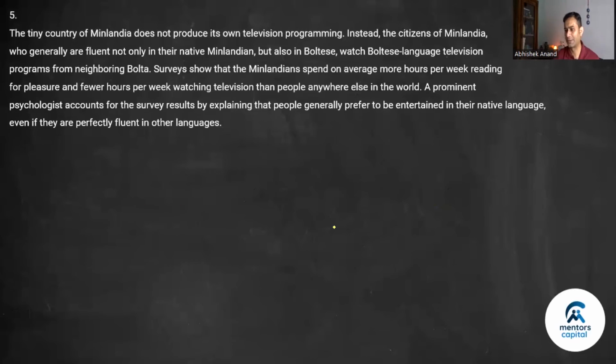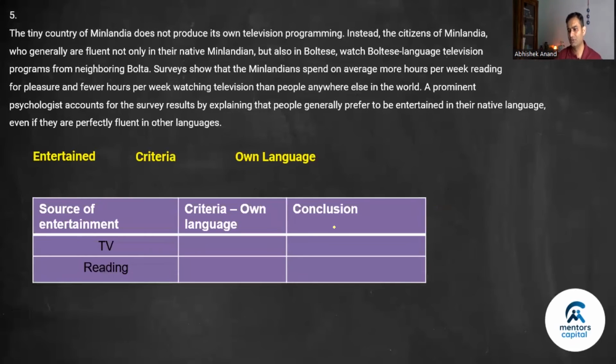All right? Okay. So here the main thing is, what is the criteria given so far as your choice of entertainment is concerned, that the people would prefer their own language. This is the explanation offered by psychologists, that given a choice, anyone would like to be entertained in his or her own language. Okay, fair enough. Now, they've given us two sources of entertainment so far as Mainlandian is concerned, TV and reading.